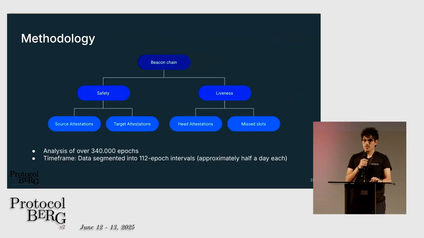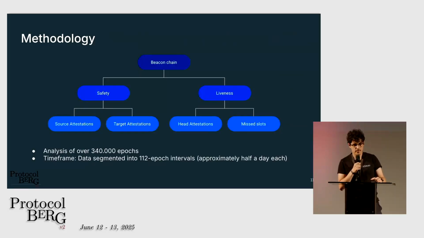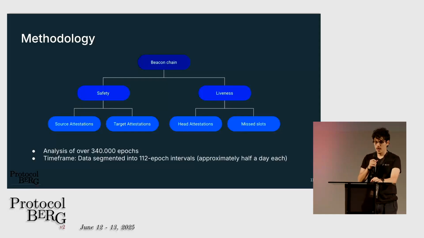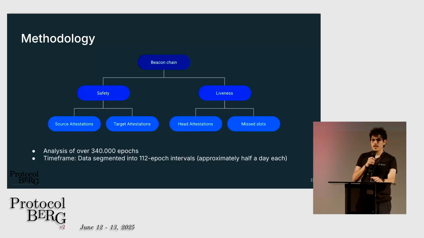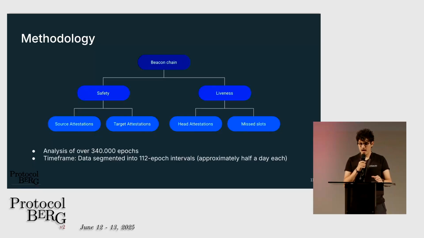So how do we manage to do this? Well, the beacon chain, as you know, is a distributed system. For a distributed system, we have two key notions that we can use: safety and liveness. Safety means that nothing wrong should happen, and liveness means that something good will eventually happen. For safety, we decided to go with source and target attestations, since these attestations are in charge of block finalization. And for liveness, we decided to go with head attestations and missed slots.